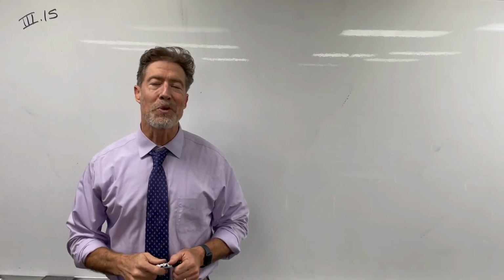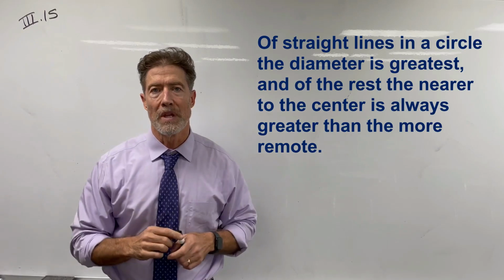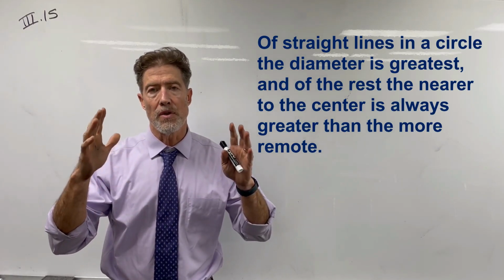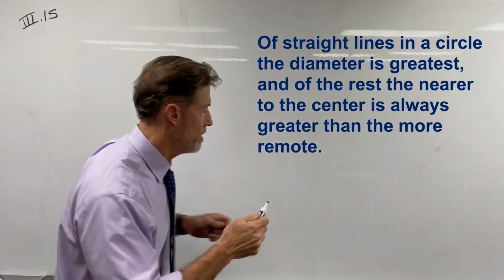Euclid's Elements, Book 3, Proposition 15. Of lines in a circle, that through the diameter is greatest, and of the others, that nearer to the center is always greater than the more remote.